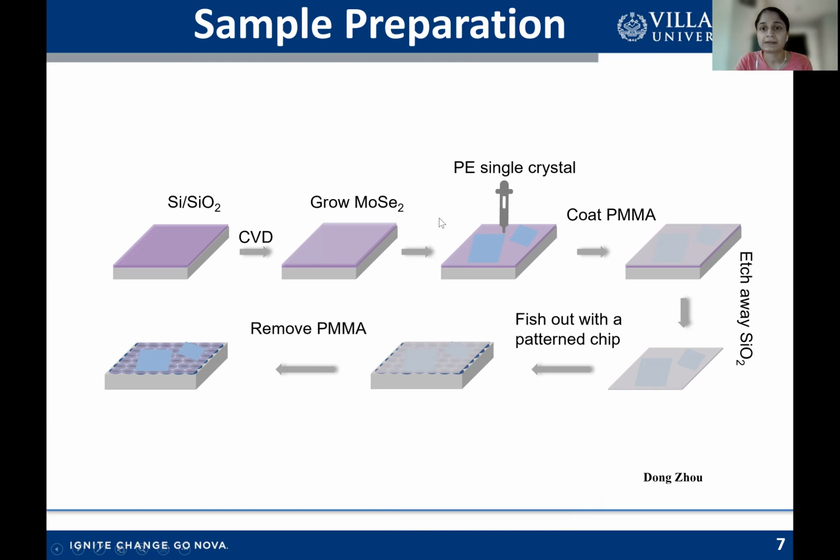Then PE samples from the beaker were placed over the MoSe2 samples. And then it was coated with PMMA. In the end, the SiO2 was etched away, and we fished it out with the Petron chip and then removed the PMMA from the top of it. So in the end, we were left with the Petron chip with MoSe2 and then the PE layers over it.